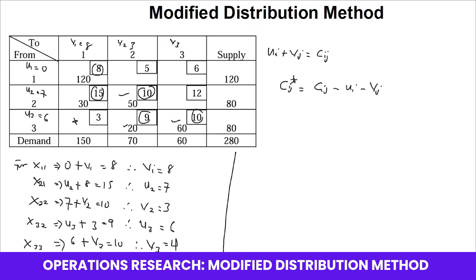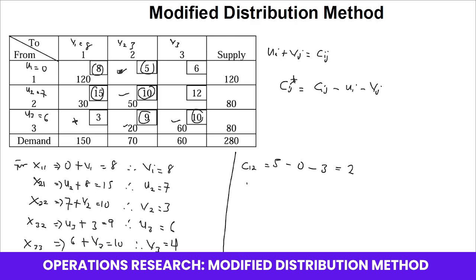All right, so let's look at the unallocated cells. Let's start from here. That's going to be C12. So C12 is equal to, what's the Cij value? That's 5 minus the U value, that's 0, minus Vj 3. So that's going to give us 2.